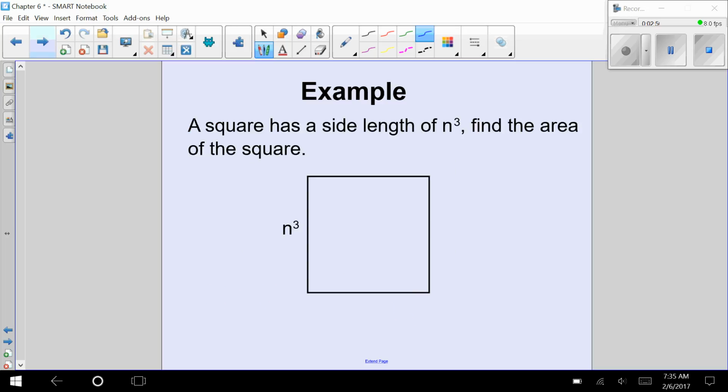Try this one. A square has a side length of n cubed. Find the area of the square. Remember that a square has all sides the same, so that's n cubed also. All right, we should have taken n cubed times n cubed. My base is n. 3 plus 3 makes us 6, so my area is n to the 6th power.